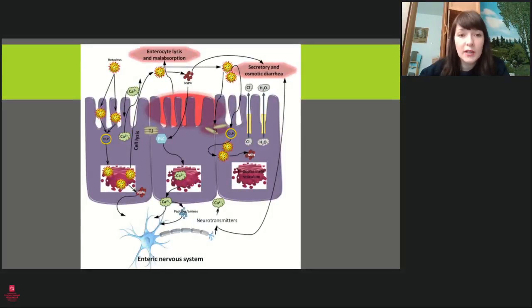In this picture is presented the pathogenesis of rotavirus infection. The first part of this disease: rotavirus particles in enterocytes, enterocyte lysis and malabsorption in the intestine, different cell interactions, and damage of ion passage. And this process leads to secretory and osmotic diarrhea.